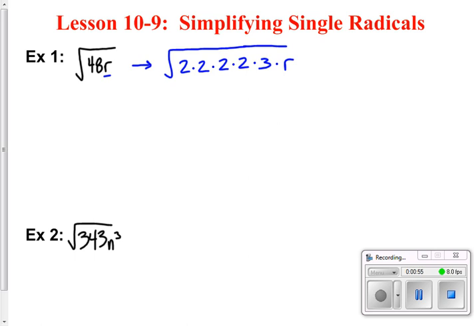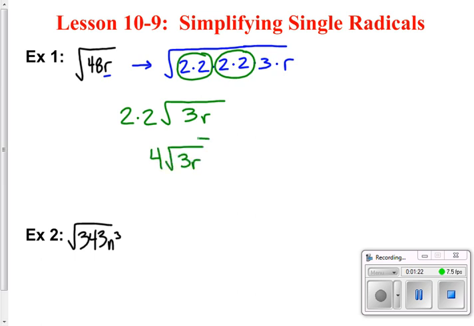So this is dealing with a square root. Remember, in a square root, you need 2 in order to move it out. So here's a pair of 2's, and here's another pair of 2's. What I can move out in this problem are 2 2's. Inside your square root, you still have 3 times r, which is 3r. 2 times 2 gives us 4 root 3r, and here is our problem simplified down to that single radical.